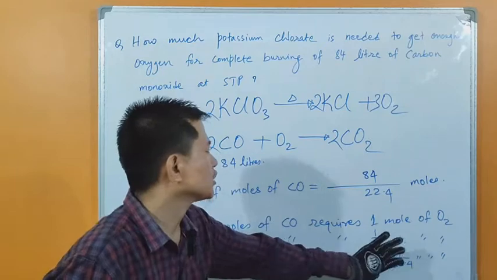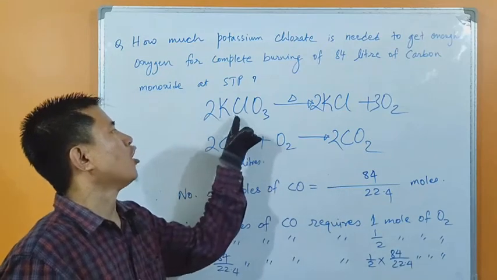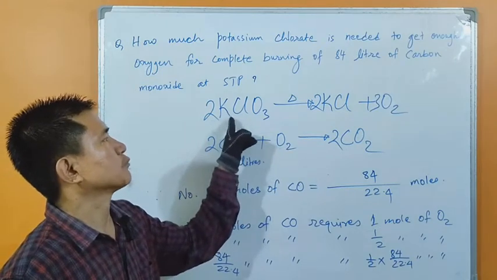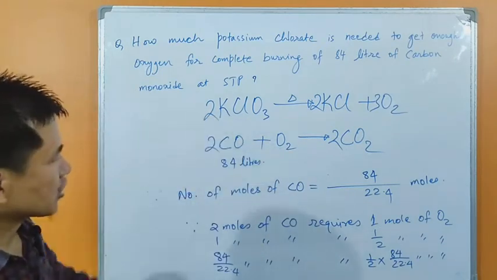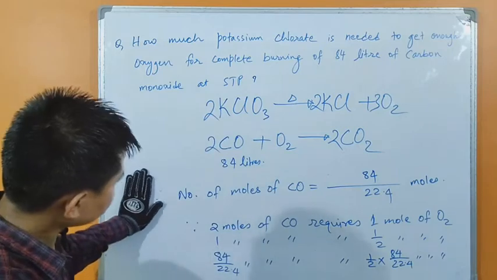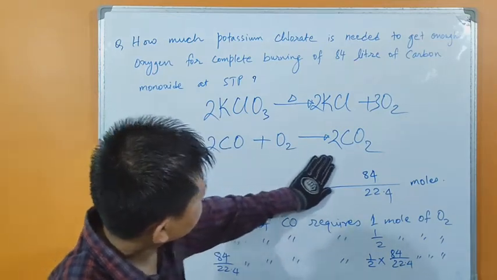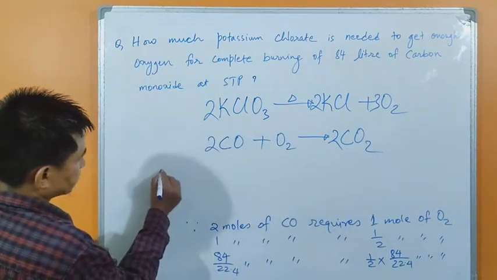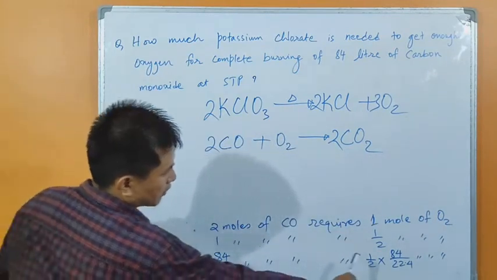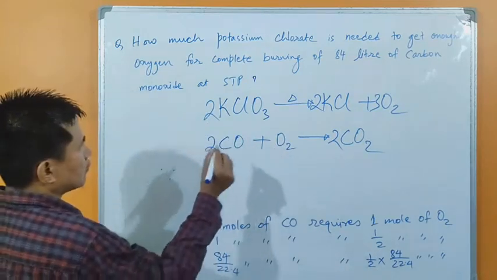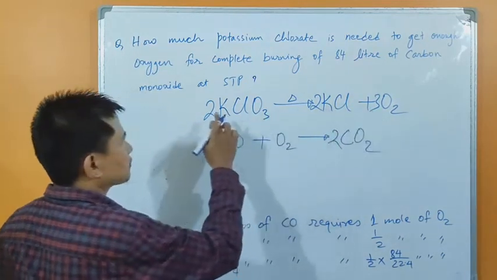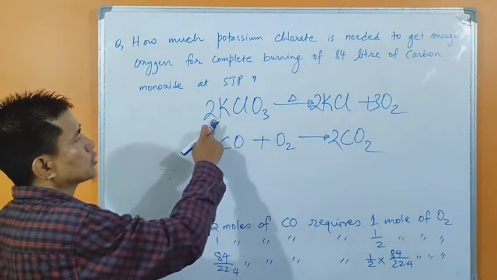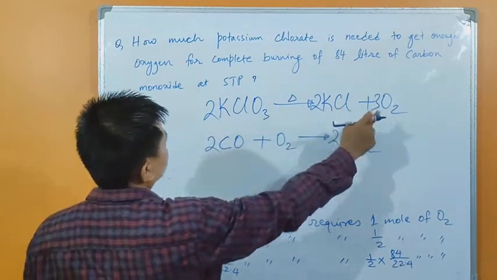Now, this much moles of oxygen is to be produced from how many moles of potassium chlorate? We will find the number of moles of potassium chlorate. Okay, please take the screenshot of this. I'm going to erase this, the upper part only, keeping the equation same. Since we have found out the number of moles of oxygen required, now since 3 moles of oxygen is produced from 2 moles of potassium chlorate, or 2 moles of potassium chlorate produces 3 moles of oxygen.